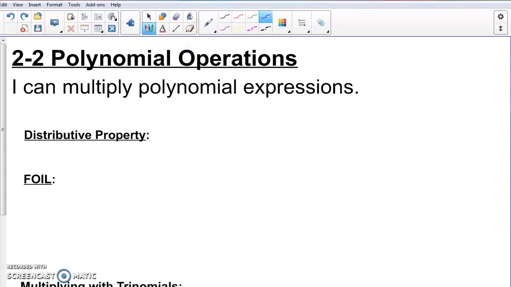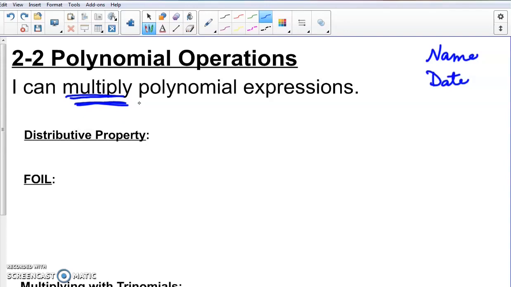Polynomial operations. Today we're going to look at how I can multiply polynomial expressions. So go ahead and put your name in that top right hand corner and today's date. Last time we looked at adding and subtracting polynomials. Today we're going to look at multiplying polynomials.